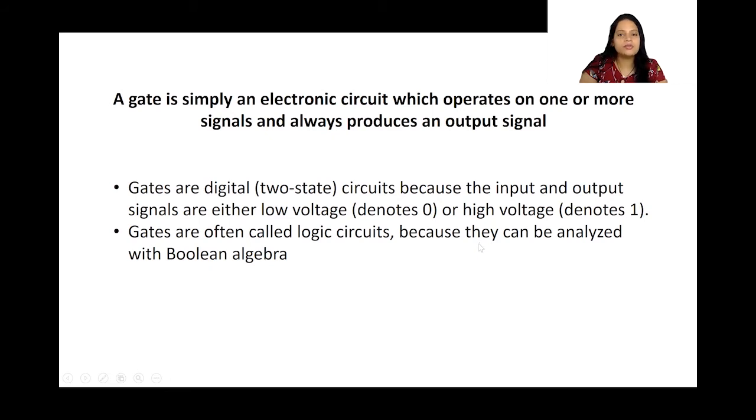Now gates are often called logic circuits because they can be analyzed with Boolean algebra. So these gates, which are nothing but digital circuits, are called logic circuits because they can be analyzed with Boolean algebra. We have learned this Boolean algebra, isn't it? In Boolean algebra, we take Boolean variables which have values zeros and ones. All this we have learned in the previous lessons. So we can implement them using these gates. These gates are also called logic gates because we can implement Boolean algebra with them, or we can analyze them using Boolean algebra.